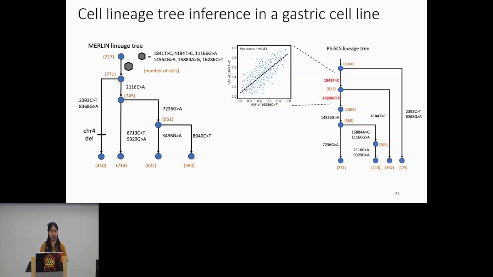We see something very similar for another method, PhISCS, where we also observe a high Pearson correlation on two separate edges that should belong to the same mitochondrial clone. Therefore, we think that as Merlin takes into consideration the complexity in mitochondrial mutations and their inheritance, we're able to produce more biologically plausible results on the real data.